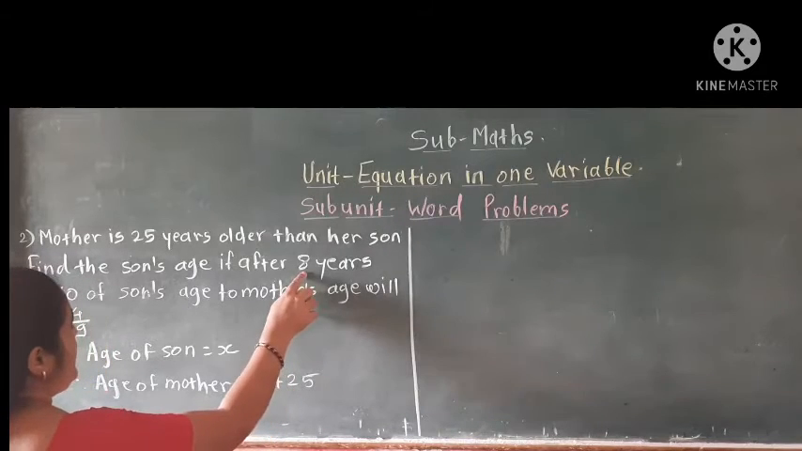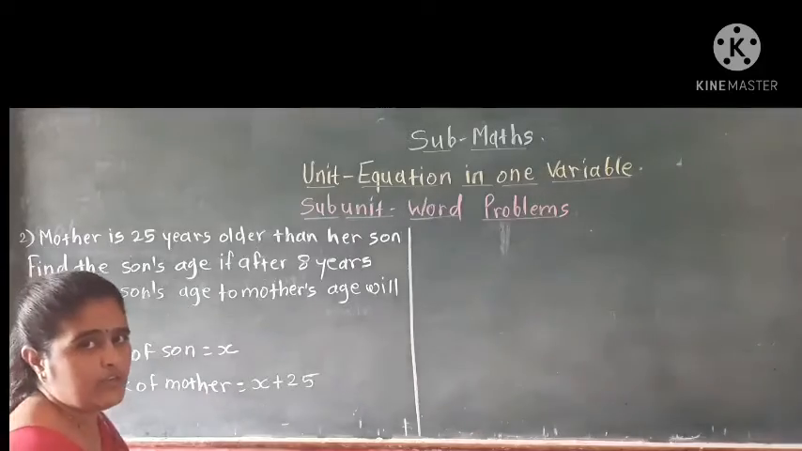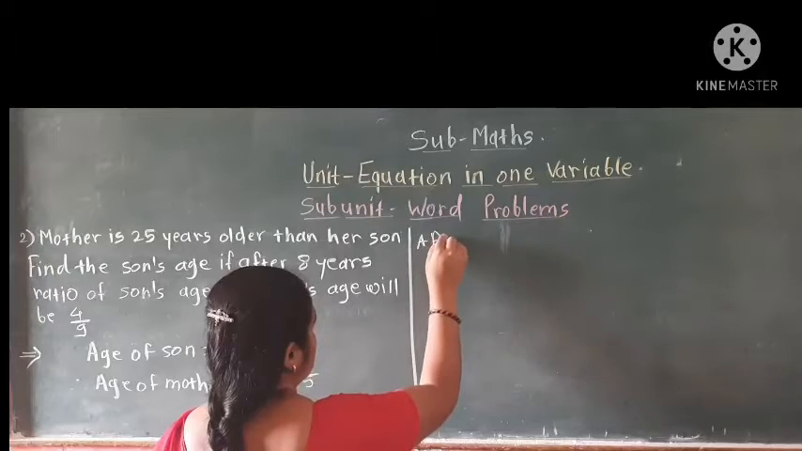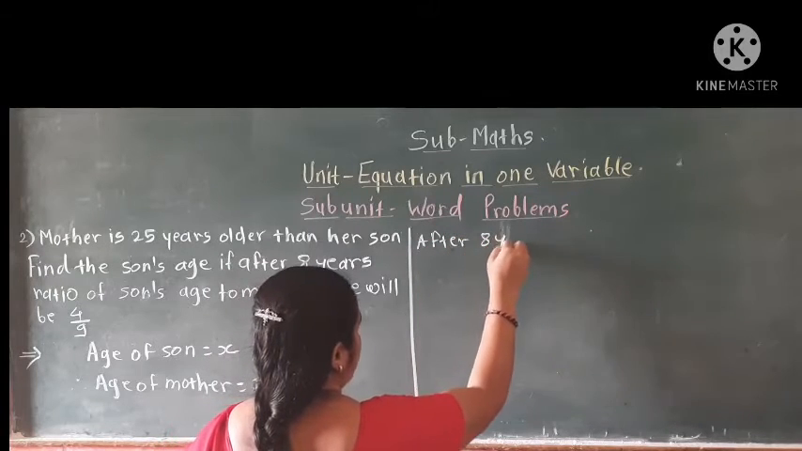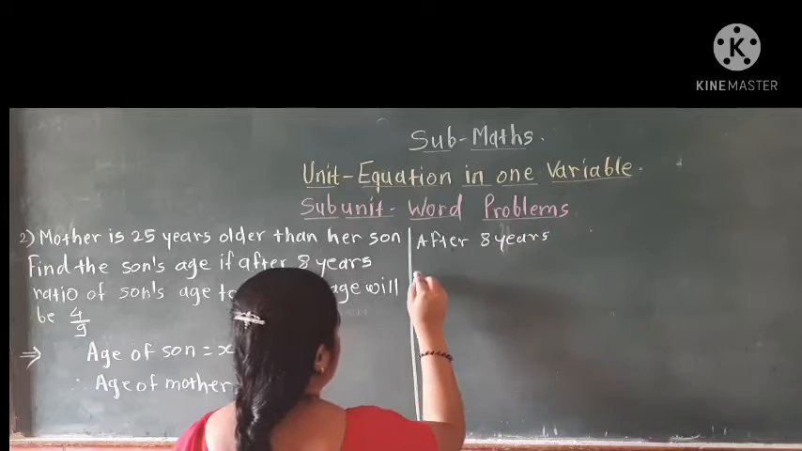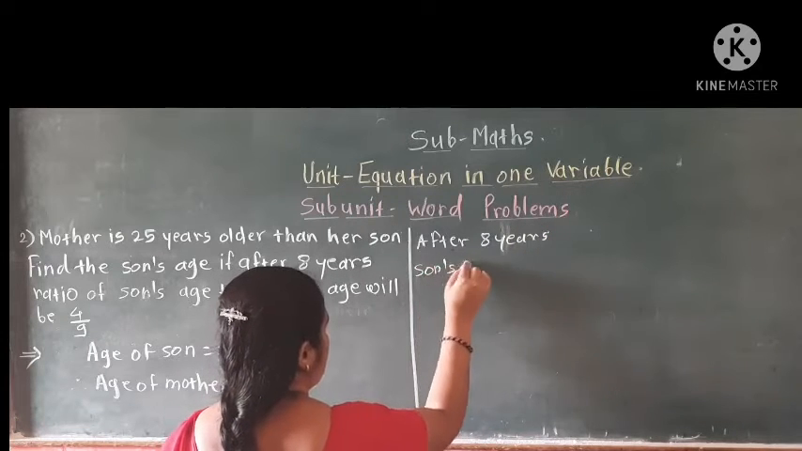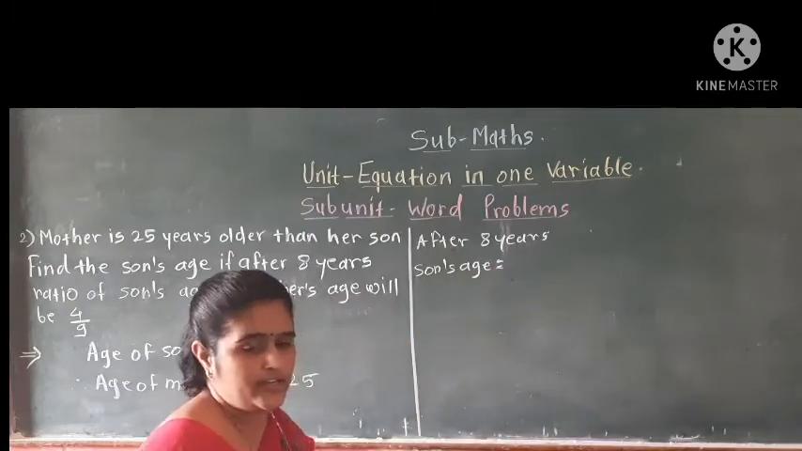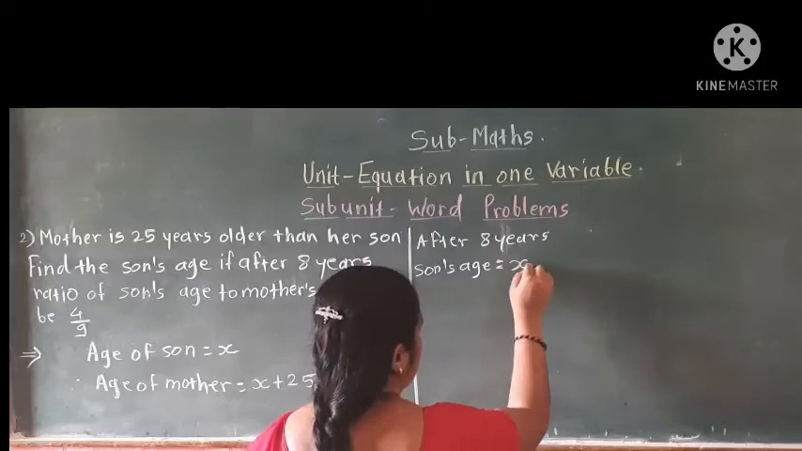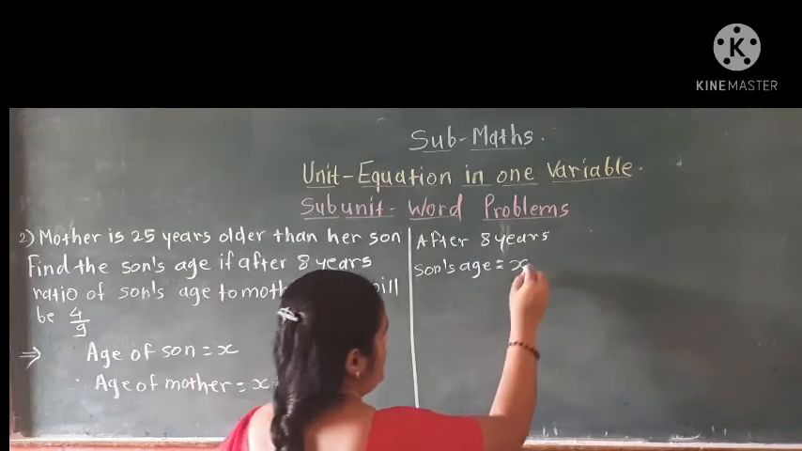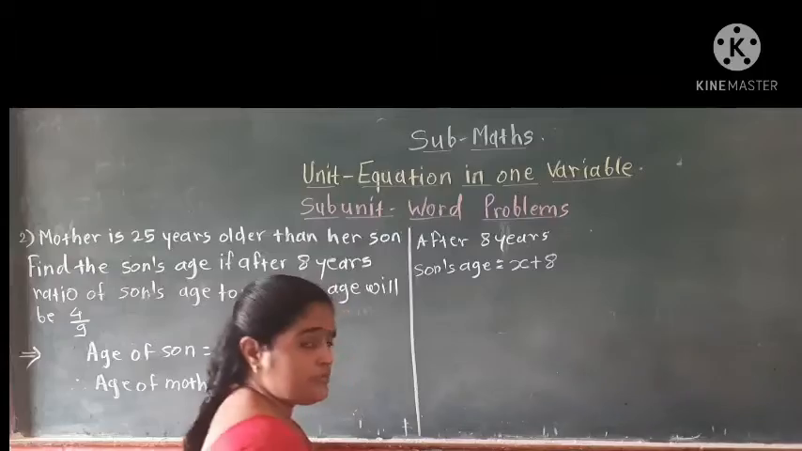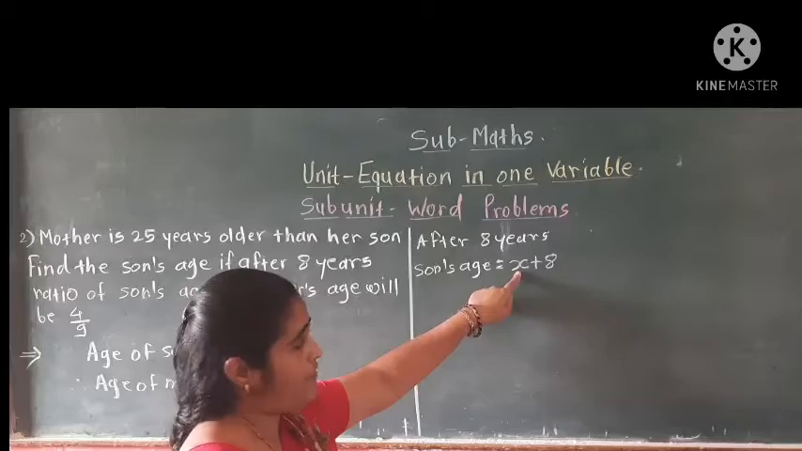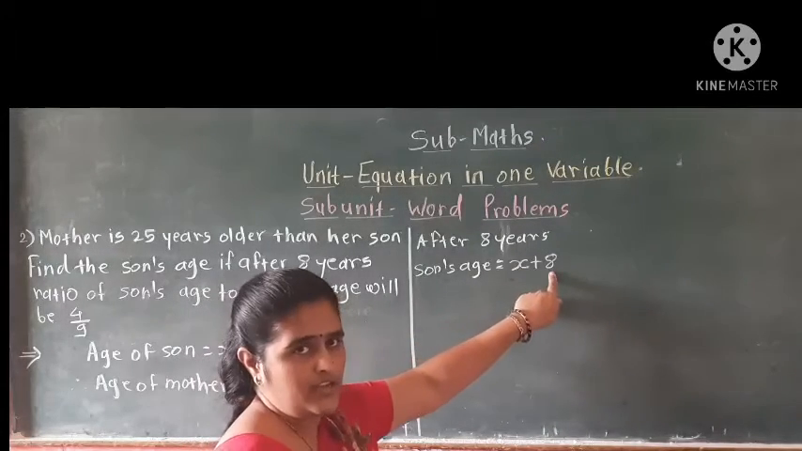Again we have to calculate what will be the age of son and mother after 8 years. After 8 years, the age of son, consider x. After 8 years means here plus 8 is present, where the present age of the son is x. After 8 years means here plus 8.